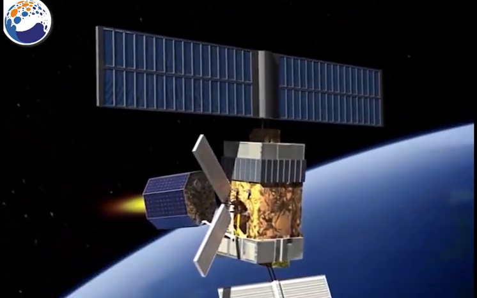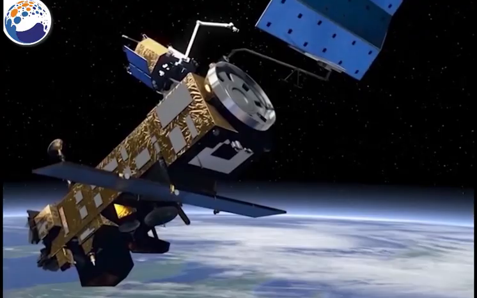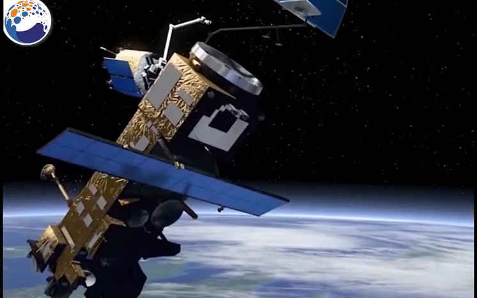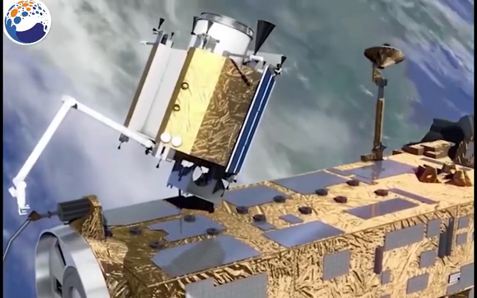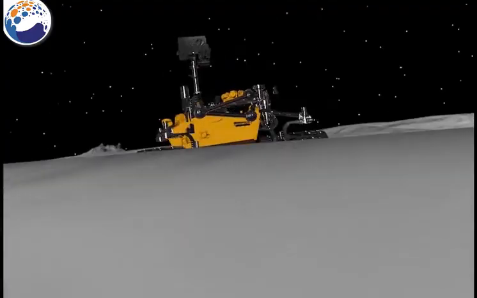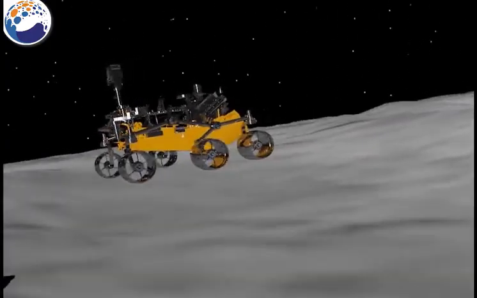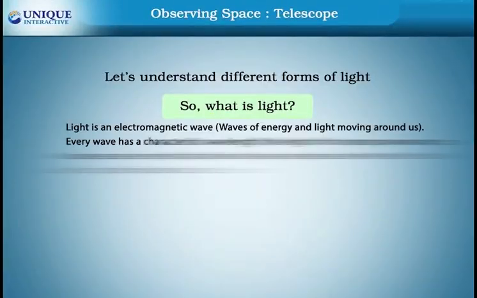Today, tremendous progress has been made in telescope technology and space research. But will one telescope be sufficient for us to observe space completely? Why do we need different telescopes for the purpose? Are telescopes installed even in space? In this chapter, we're going to study the science behind many such questions. Let's understand different forms of light.